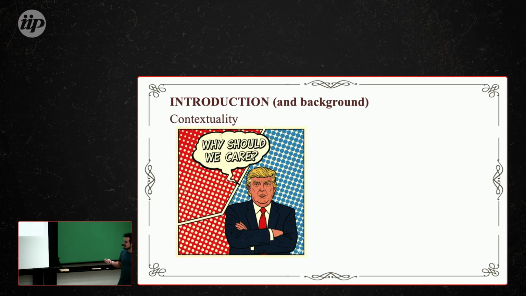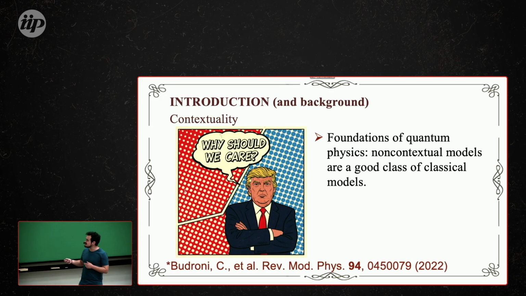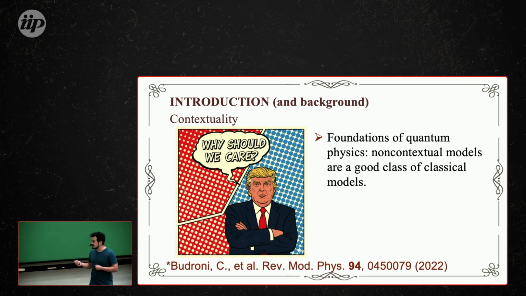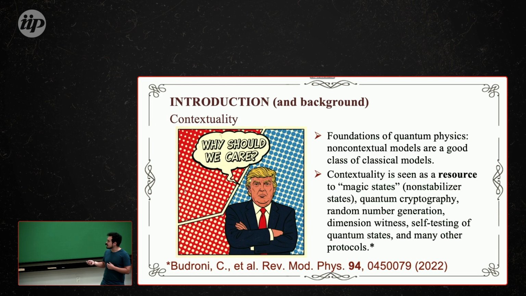And okay, why should we care? I think we could not convince this guy. Why should we care? Especially with foundations, but yeah. So in foundations of quantum mechanics, people tend to give some importance to this because, of course, classical systems must be non-contextual, in the sense that we can have a phase space description for classical systems where the phase space parameters are the hidden variables. But also contextuality is seen as a resource for several quantum protocols. So it is seen as a resource for magic states or non-stabilizer states that our group studies a lot, or quantum cryptography, random number generation, and many other things.